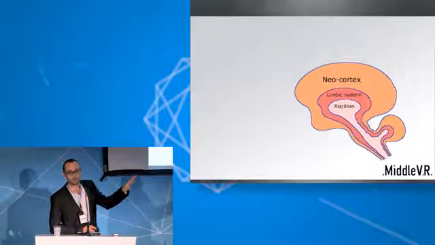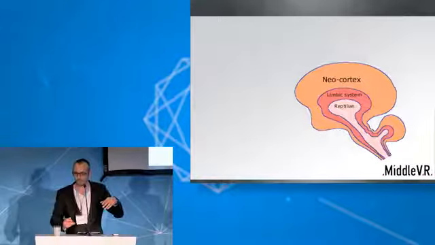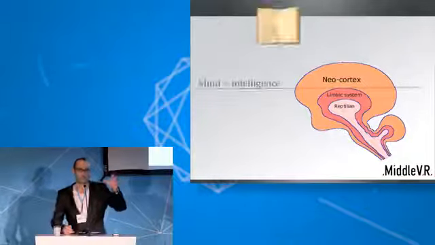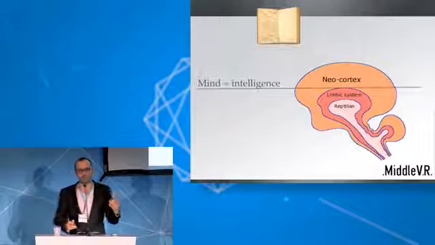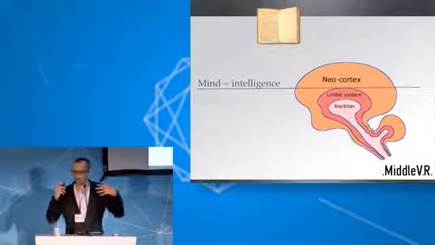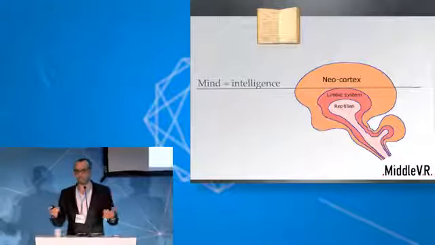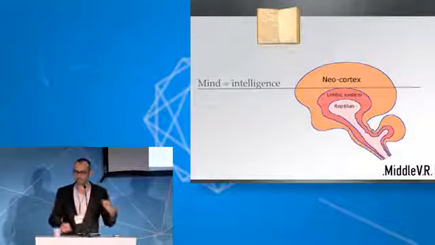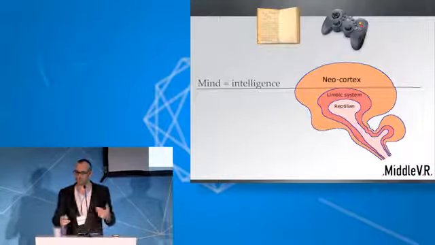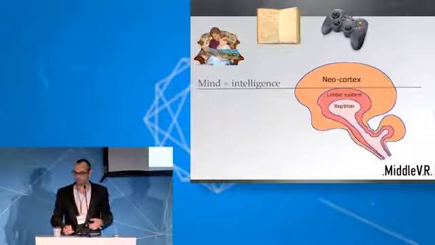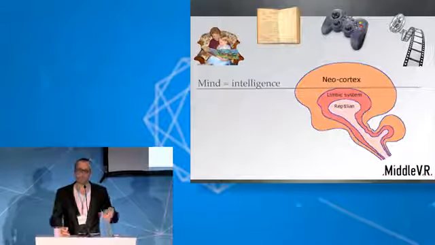So this is your brain, or at least mine. And presence can be said to be split into two levels. The first level is really the level of the mind. You're fooling the mind into thinking it's in another reality. And this happens when you're reading a book, when you're playing video games, when you're reading a story, or when you're playing a movie.